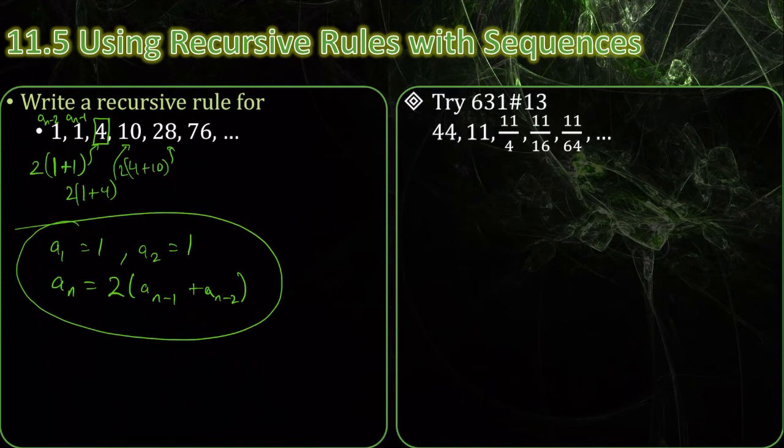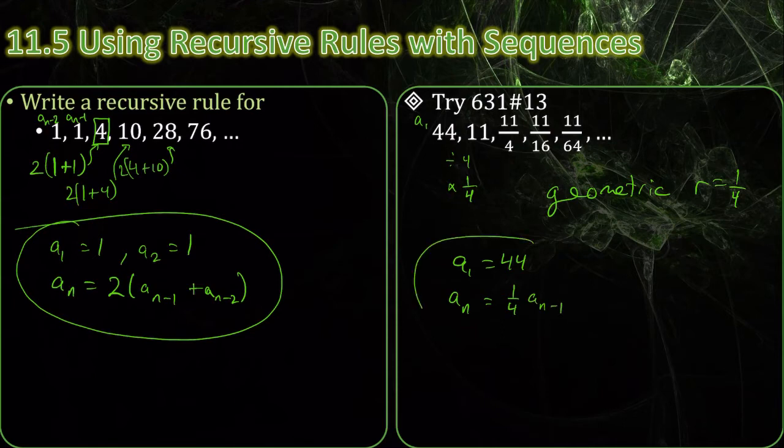Why don't you pause this and try number 13. Did you catch it? Looks like you're dividing by 4 every time. Dividing by 4 is the same thing as multiplying by 1/4. So this is actually geometric, where r is 1/4. You know a1, so say where to start. And for geometric, a sub n was r times a sub n minus 1.